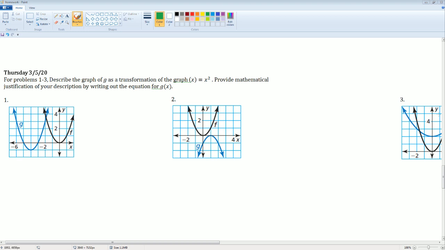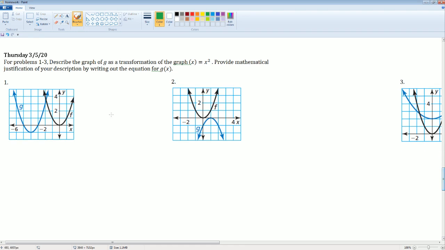Here we have Thursday's problem. For each problem, it starts at the original, which is in black, which is x squared, and it goes all the way to this function, which is the blue one, which is going to be written as g of x. So a couple of transformations happen. First of all, we're going to describe it, then we're going to write the equation for it.